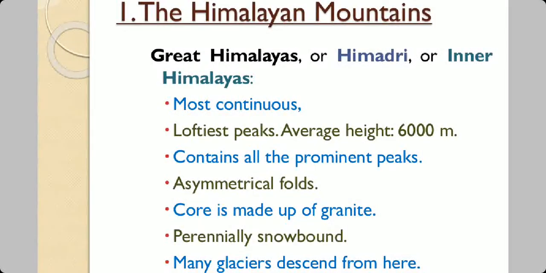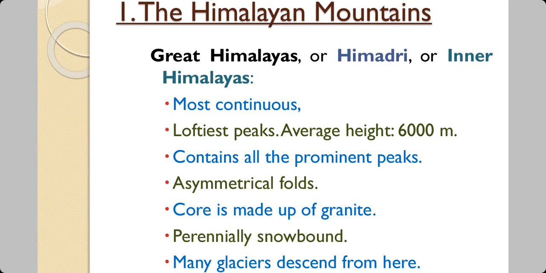Let's look at the three chains one by one. Greater Himalayas, Himadri, or Inner Himalayas all mean the same thing. This is the most continuous chain of mountains, and also the highest in elevation. The average height is 6,000 meters, and it contains all the prominent peaks that you know of. It has an asymmetrical core, and the core is made up of granite.